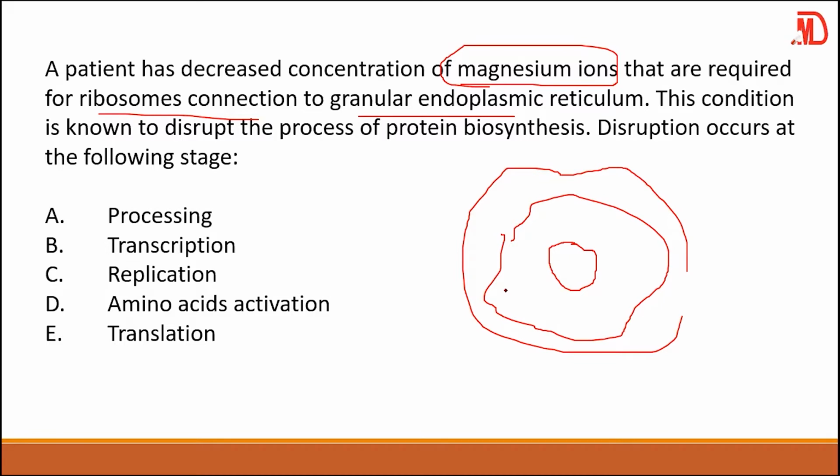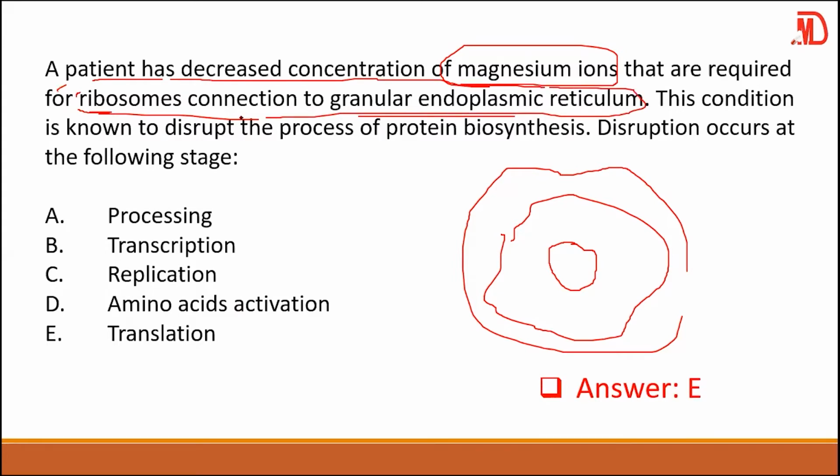Okay, so when substances are preventing the binding of the ribosomes to the endoplasmic reticulum, what it means is that translation will be impaired. And that's why over here, your answer should be translation. Again, why? We're talking about magnesium ions that are disrupting the connection of ribosomes to endoplasmic reticulum.